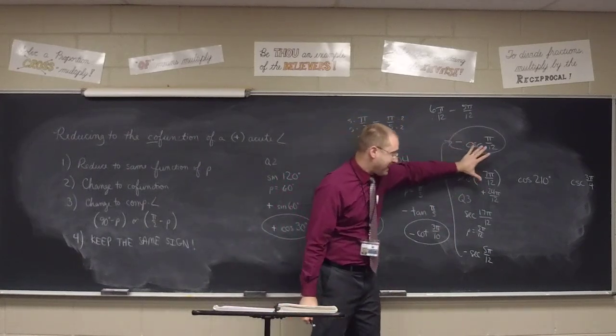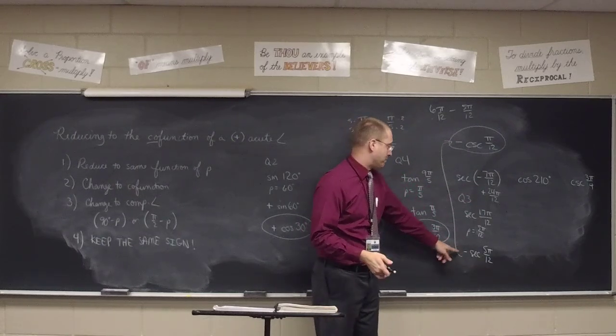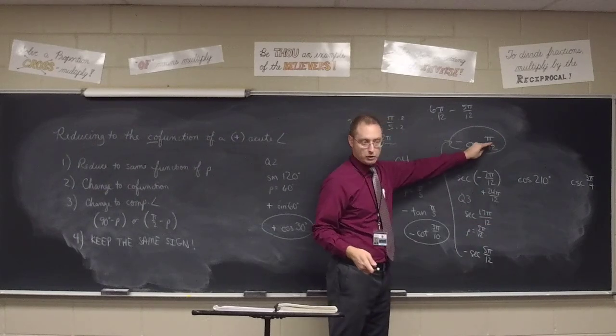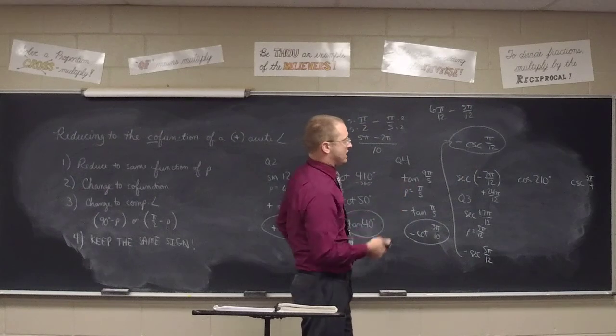Again, the main step is just get same function. Do what we already were doing. But then keep the sign, change to the cofunction, 90 minus or pi over 2 minus the reference angle that we already found. So for the next one, cosine 210.